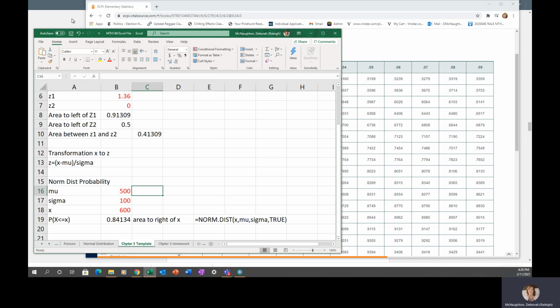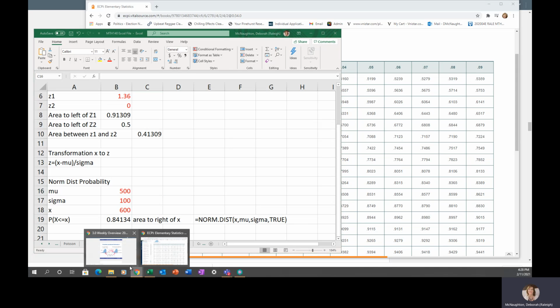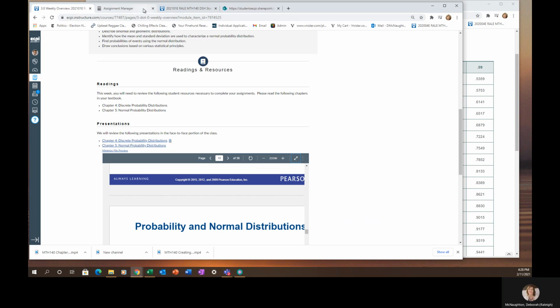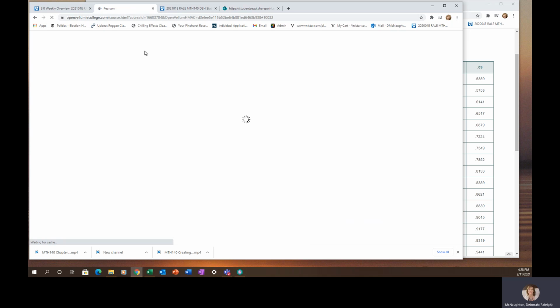So let's look at our homework, because we're now ready to do the homework. Where did my homework go? I'm now ready to do my homework. I think it's here.